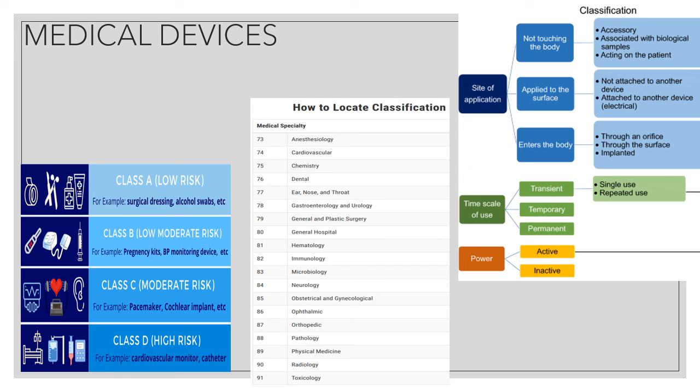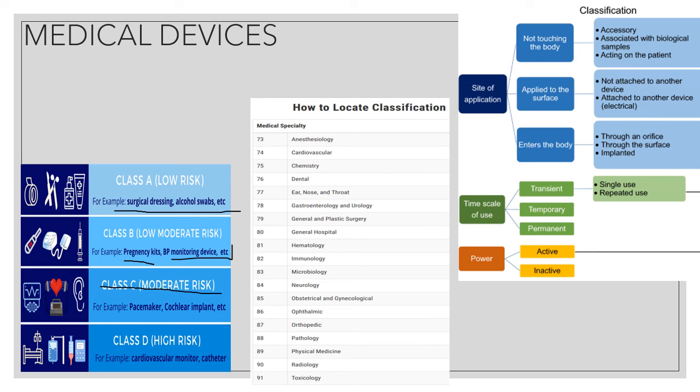The last session we have is of medical devices. Medical devices are categorized in classes A, B, C, D: low risk, moderate risk, semi-moderate risk, and high risk. So your surgical dressings, your bandages, your alcohol swabs are all class A. Class B is basically pregnancy kits, HCG, BP monitoring, that is blood pressure sphygmomanometers.